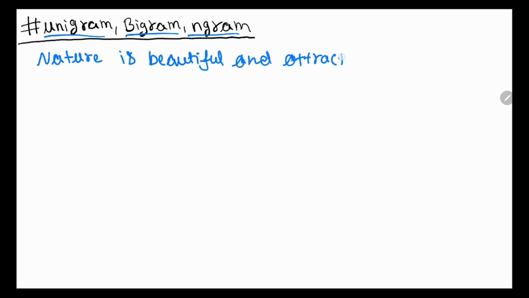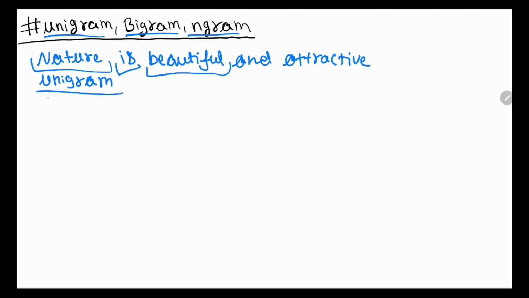Let's see unigram, bigram, ngram with an example. Consider: nature is beautiful and attractive. Let's see first unigram. Unigram says that take single word at a time. When you are constructing the features for any featurization technique, take single word at a time.